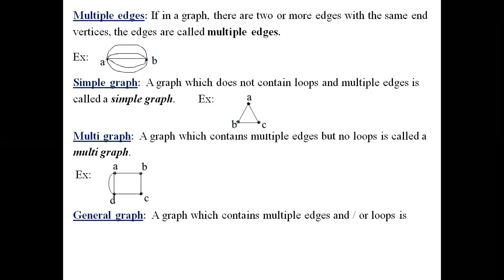Next we will understand the definition for general graph. A graph which contains multiple edges and/or loops is called a general graph. So any graph which may contain multiple edges and may also contain loops, both might be there or any one of them might exist, is in general called a general graph. An example for the same is taken here. We have edges joining A to B. There are two edges joining here and there is a loop from A to A. So this is an example for a general graph.